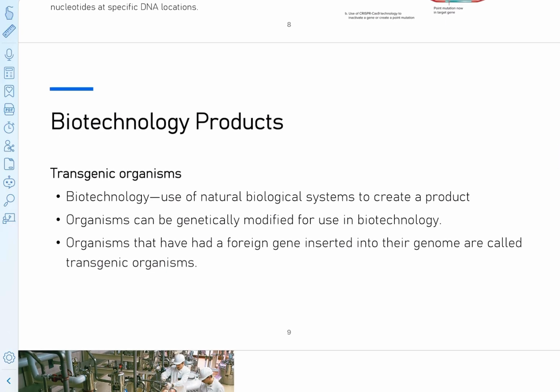Transgenic organisms are those that have been genetically modified to include foreign DNA. So these organisms can be engineered for a variety of purposes, so things like producing medicine, enhancing food production, or even offering environmental benefits. So the foreign genes that are inserted into these organisms provide them with traits that would not naturally be found in the species. So for example, transgenic plants can be modified to help resist pests or even to produce higher yields. So these GMOs, or genetically modified organisms, have really become an integral part of modern biotechnology.